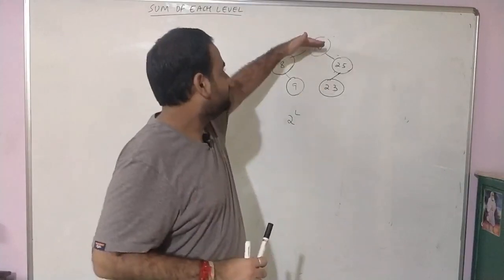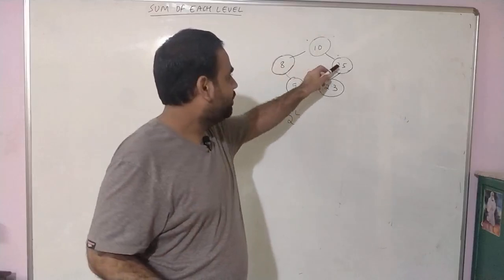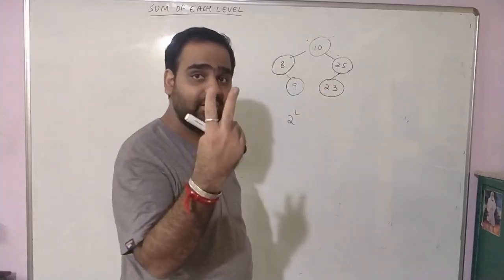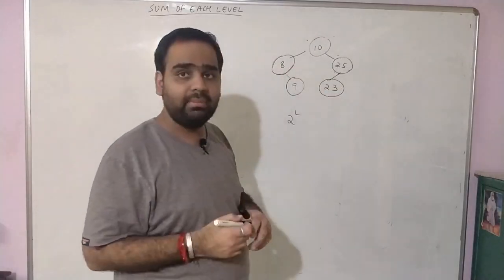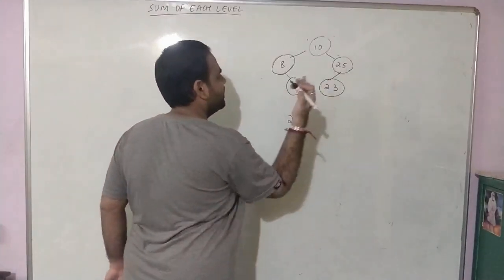In level number 0, how many nodes can be there? There is one node, 2 to the power 0. In level number 1, how many maximum nodes can be there? 2. In level number 2, how many maximum nodes can be there? There can be 4. I can have the left child and I can have the right child over here.